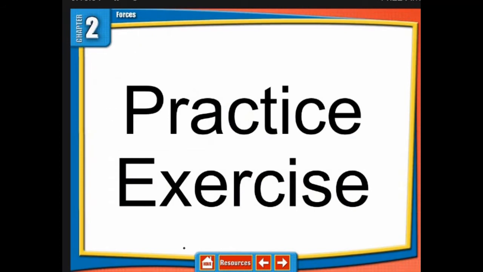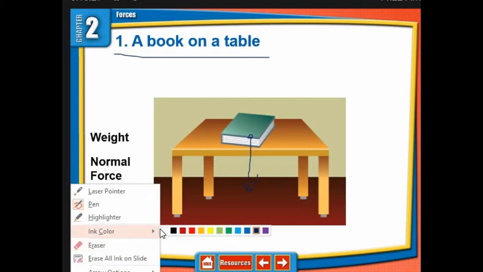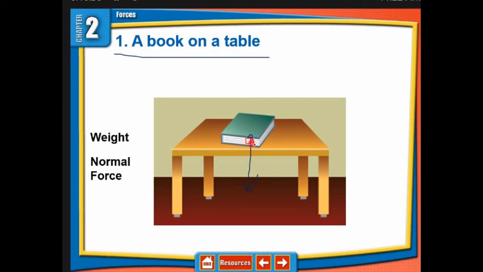Now let's have a practice exercise. I have here a book on a table. Once you are asked like this, you always start with weight. It's the force going downward. What else? Why is it not falling down? Because it has normal force, and that normal force is being exerted upward. Does it have applied force? Is there someone who is pushing this book? No.